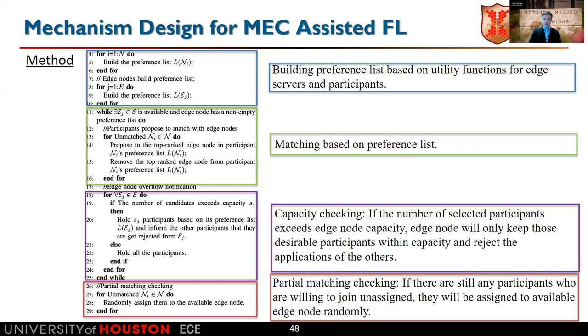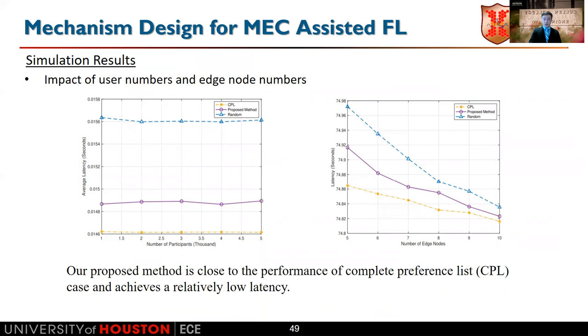So here are the results. We can see that our proposed method is close to the performance of the complete preference list and achieves a relatively low latency. The gap here is because of the lack of information.